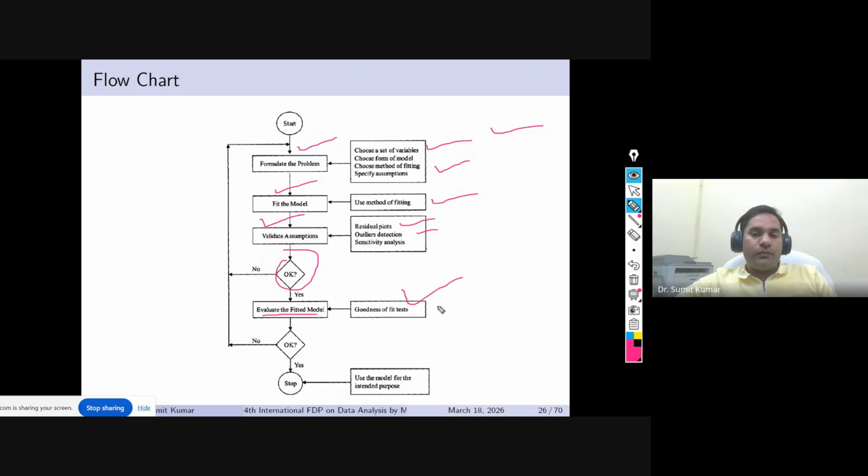You have to check the goodness of fit by using AIC, F test, T test by taking their assumptions, or AIC and BIC. AIC means Akaike information criteria, and BIC is Bayesian information criteria. The least value of these will provide the best fitting model. If this is fine, then you can stop. This will be your best fit model. Otherwise, you have to repeat the process again. This is the flow chart.